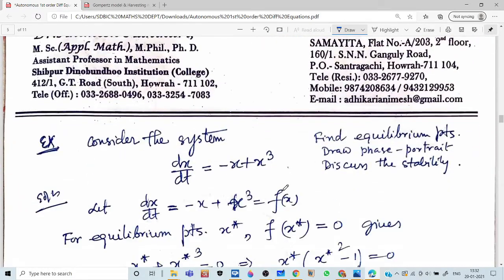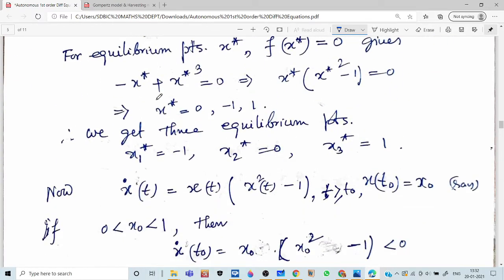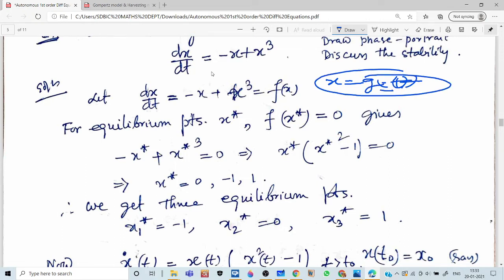And next consider this example, where dx/dt is equal to 0, and solve this. Obviously notice that due to the presence of the term x cube, this is a nonlinear equation, so it is difficult to find the closed form solution, x equal to some expression of t, some g of t, in explicit form.